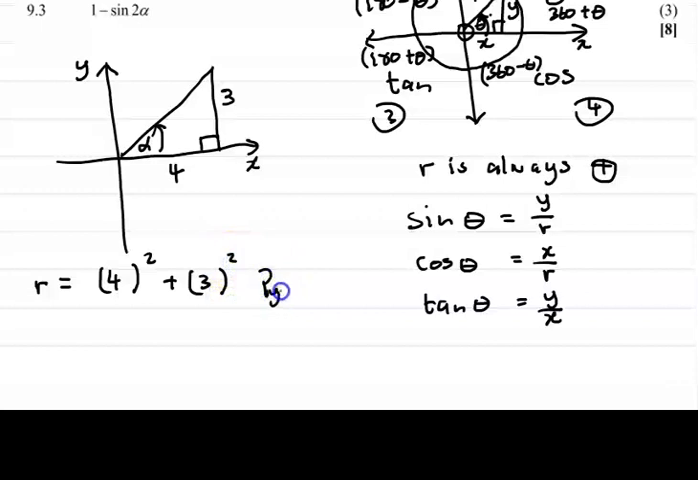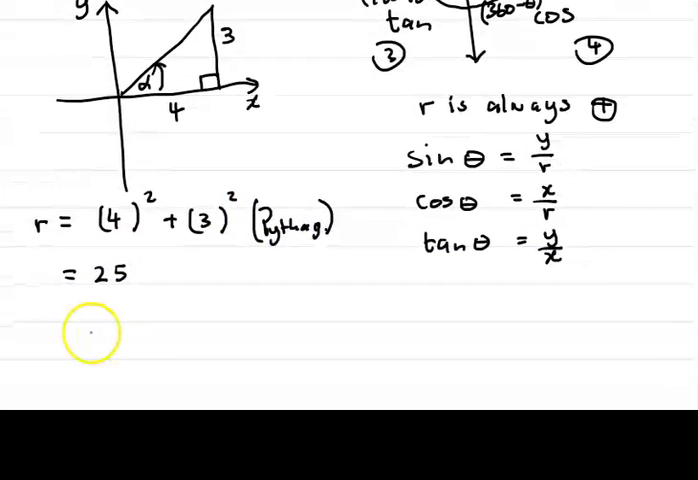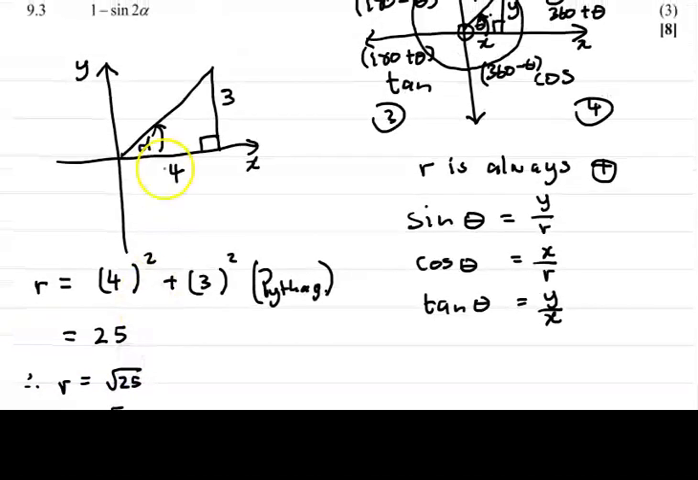And don't forget, we use the theorem of Pythagoras to do that. That's equal to 25. So therefore r is the square root of 25, which is equal to 5. Now remember, this is very important. R is always positive. In all quadrants, r is positive.